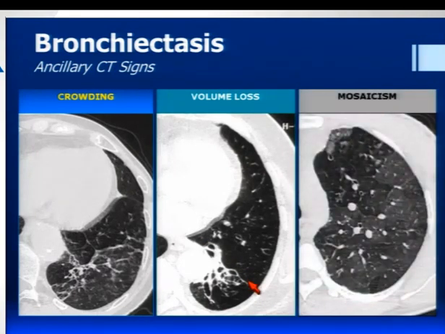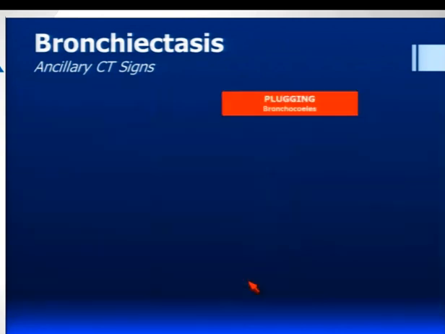Mosaicism, which we will come to when we talk about small airways disease, is almost invariably present. It may be subtle, but in every patient with bronchiectasis, if you look hard enough, you will see signs of small airways disease, and that is manifest as mosaicism.